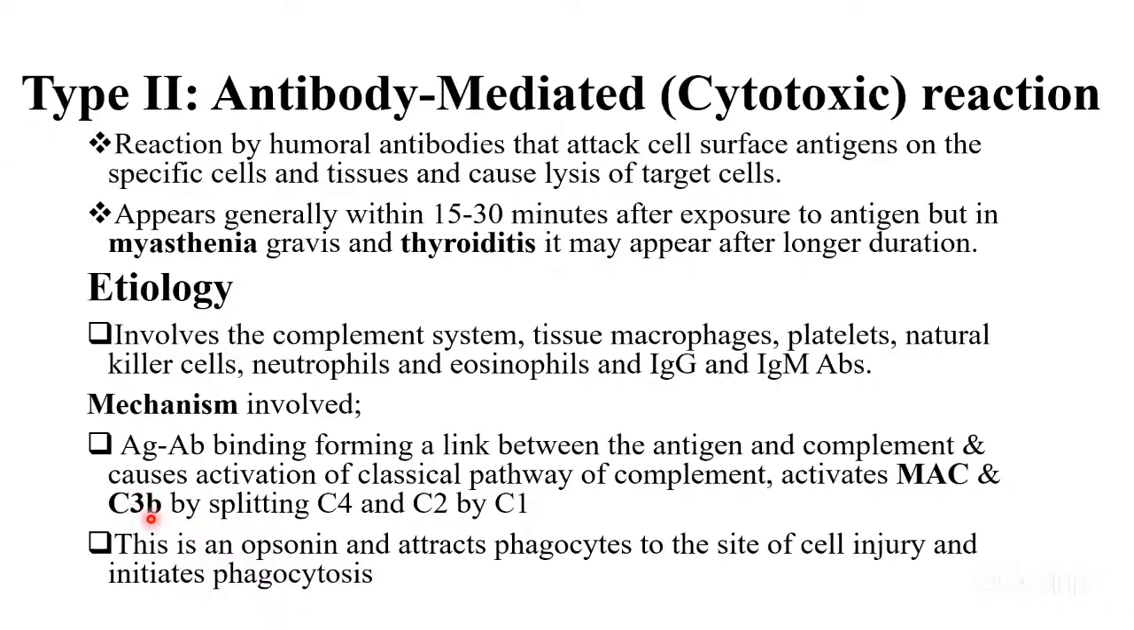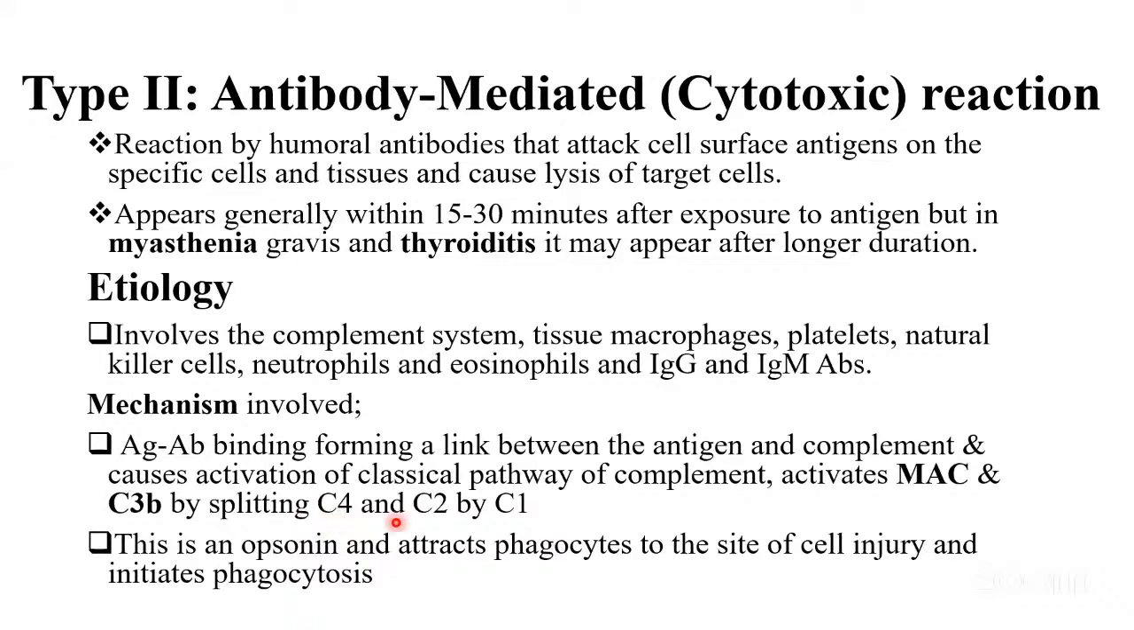C3b is the one that's going to cause the start of the formation of the membrane attack complex, because this one is going to work on complement 5, splitting it into 5a and 5b. Those of you in immunology can relate to this. So that's why C3b is actually measured in the clinical setup. You can see doctors requesting for complement 3b to assess whether the immune system is acting normally.